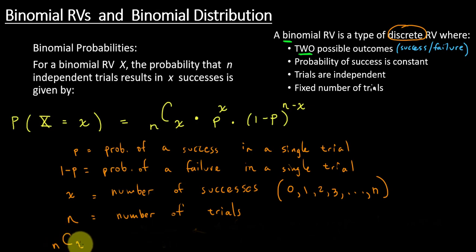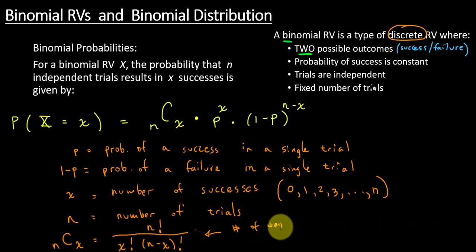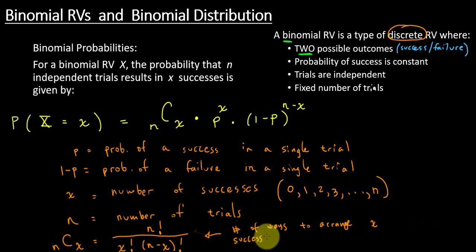N choose x, which is, we saw this formula in the previous video, n factorial, it's the big number on top, small number factorial on the bottom, and also on the bottom, big minus small quantity factorial. And this is the number of ways to arrange x successes in n trials. And we saw how to calculate this not only with the formula, but with the help of a calculator, so feel free to reference the combination video.